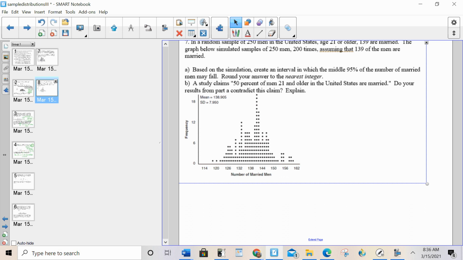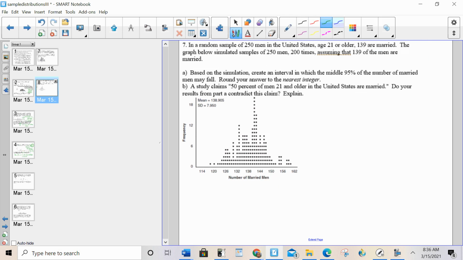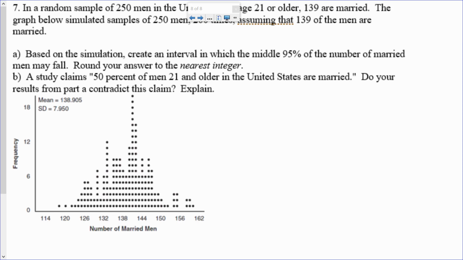Okay, in a random sample of 250 men in the United States, age 21 or older, 139 are married. The graph below simulated samples of 250 men. Based on the information and the simulation, create an interval in which the middle 95% to the nearest integer. It's asking for the confidence interval.